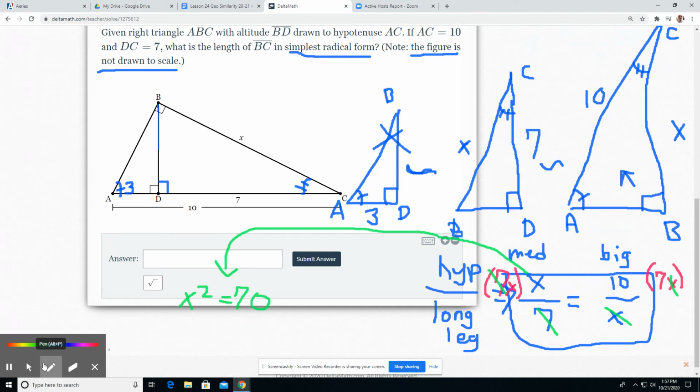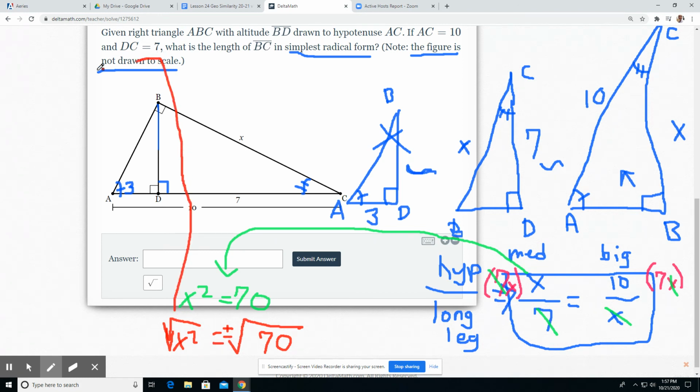Okay, so at this stage, what's the opposite of square? We square root both sides. The opposite of square is square root. What you do to one side, you do the other. Do you remember what I've always told you to do here? There's a plus or minus sign that has to go here. Whenever you undo a square, you need the plus or minus. But since we're in distance, sorry, I'm jumping all over the place, since we're in distance, it's always positive. So we have x equals square root of 70.